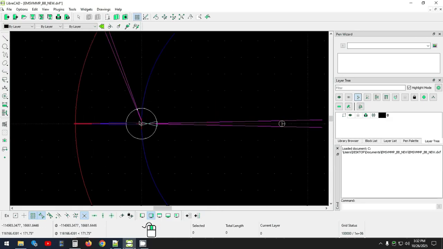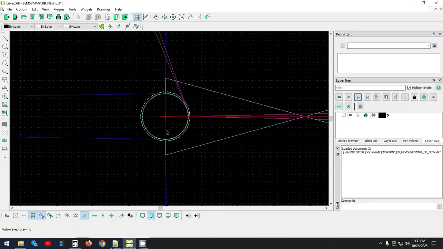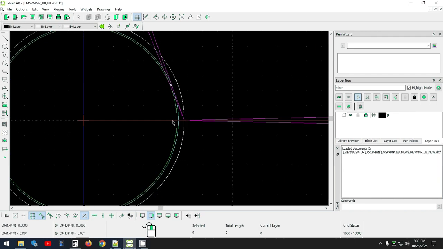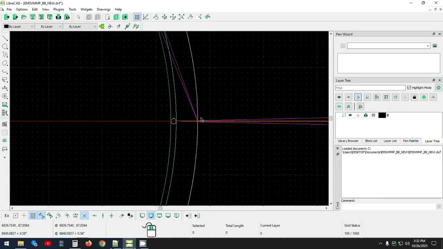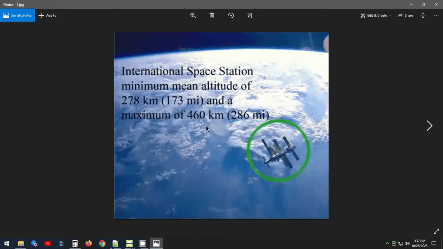So to begin, we already know the circumference and size of Earth. So to calculate the Moon next, I have some photos to show. This location right here would be where the International Space Station would be in outer space. So it's roughly 400 kilometers. So I use 400, not 460.